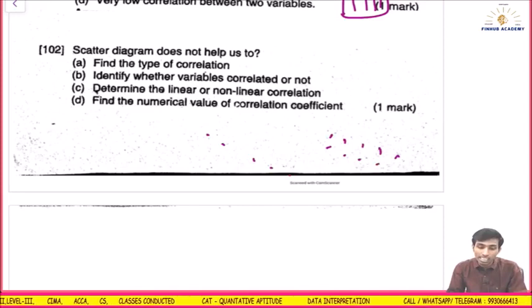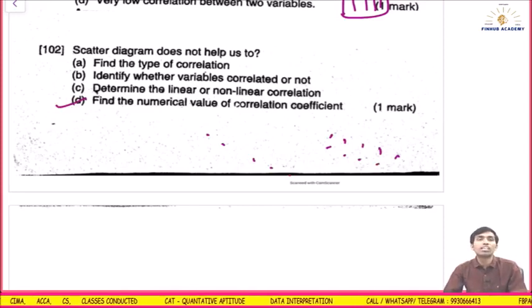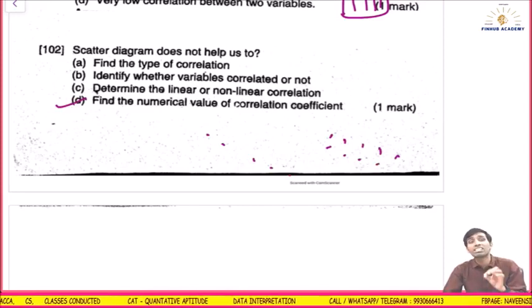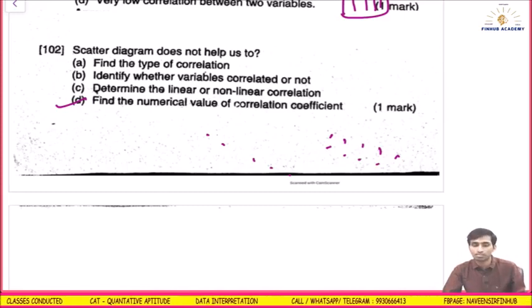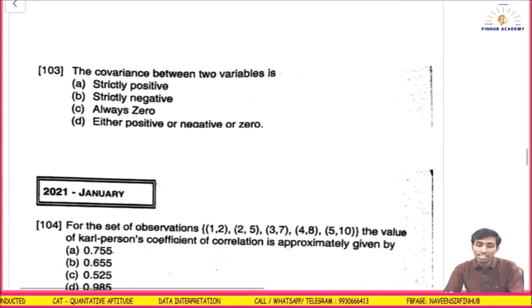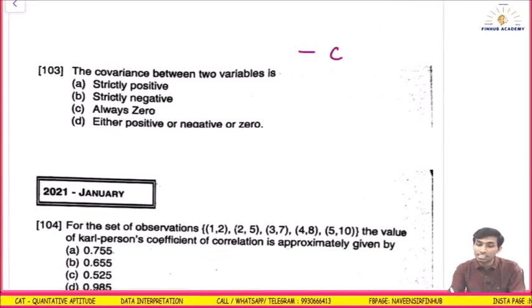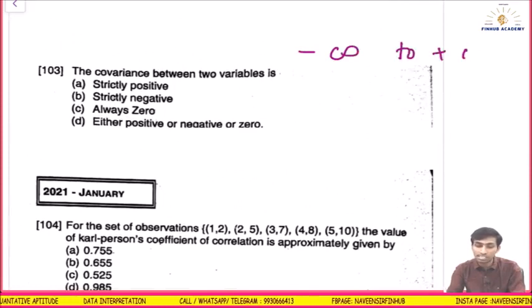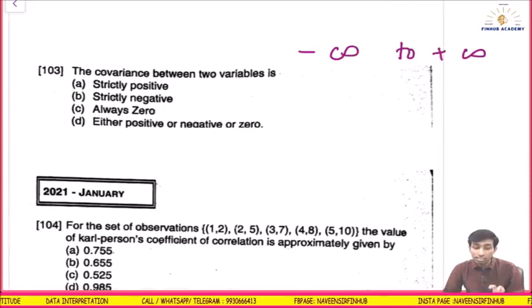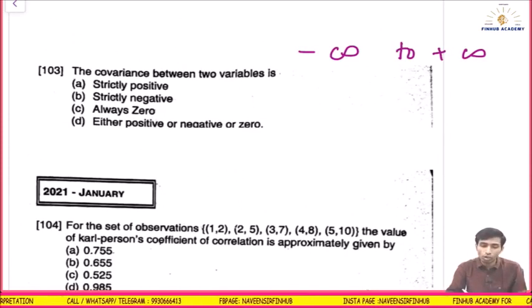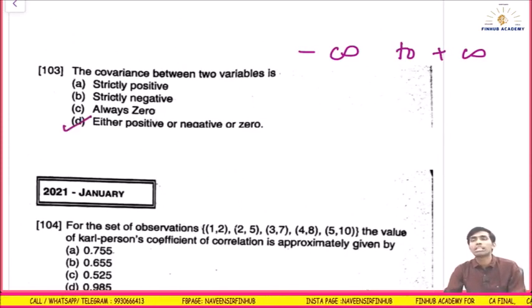D. Find the numerical number of the correlation coefficient. We can't get the number; we can just understand the relation. Understood? The covariance between two variables ranges from what? Minus infinity to plus infinity. Strictly positive, strictly negative, always 0, either positive or negative or 0. D is the answer. Either positive or negative, or it can be 0 also. Okay.